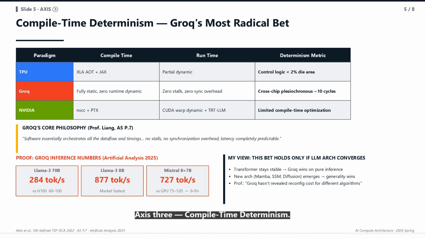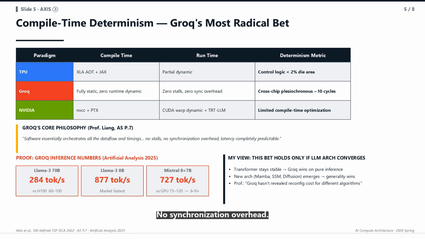Axis 3, compile-time determinism. This is Groq's most radical bet. TPU uses XLA AOT graph compilation. NVIDIA uses CUDA with dynamic warp scheduling. But Groq goes all in on static. Let me quote Professor Liang's A5 slide 7. Software essentially orchestrates all the data flow and timings.